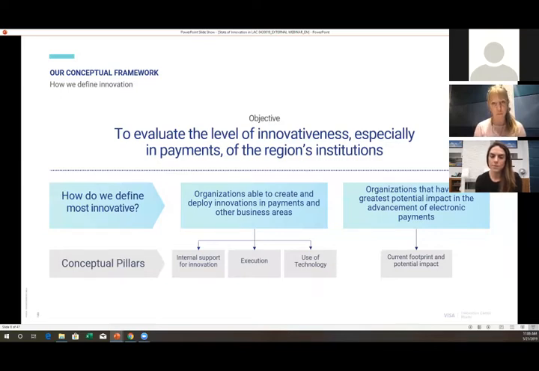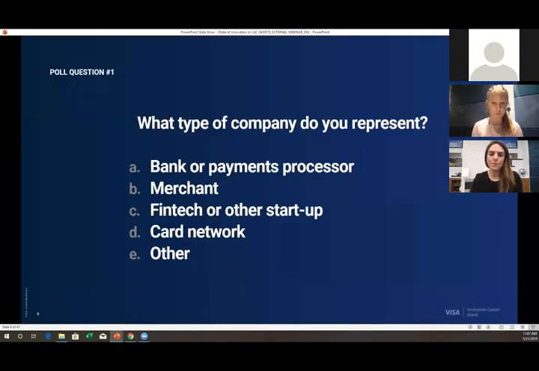So to do that, we came up with all of these indicators that we thought would be interesting to understand innovation and organize them within this conceptual framework that you see here. So this helps us understand how we define innovation, how we are understanding innovation, and how we're going to measure it. So we also organize the results according to this framework, and that will become clear as we walk through the presentation today. So we see internal support for innovation, execution, how well your organization is able to execute on innovative ideas within your company, the use of technology, how well your company is adopting cutting-edge technologies in your industry, and finally, current footprint and the potential impact you might have on the wider ecosystem. So those 4 pillars will guide our discussion today.